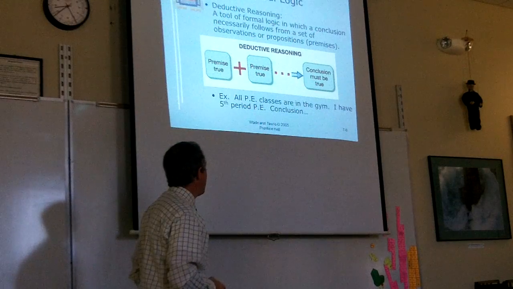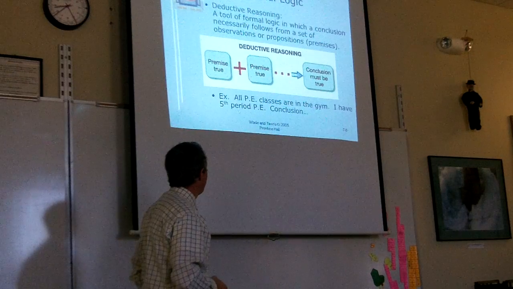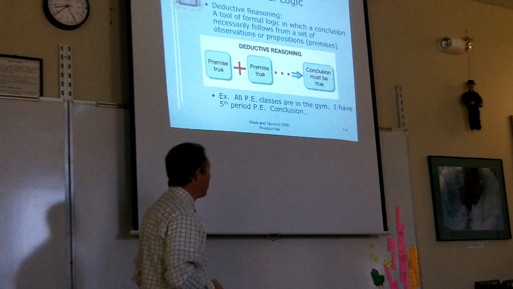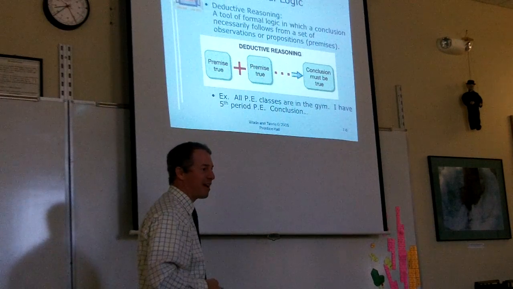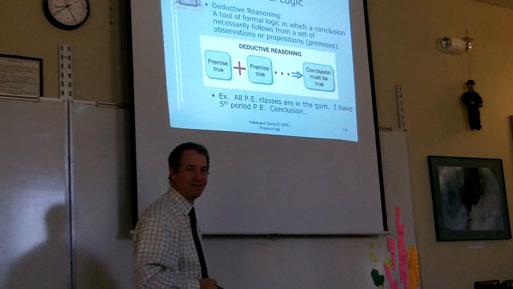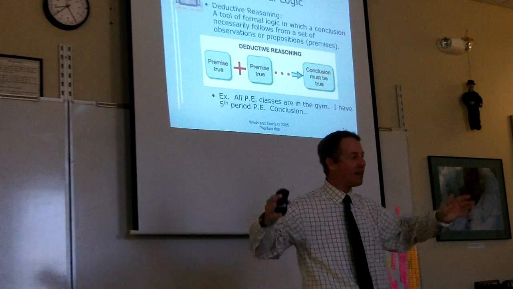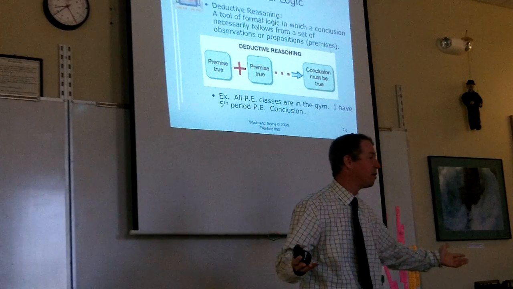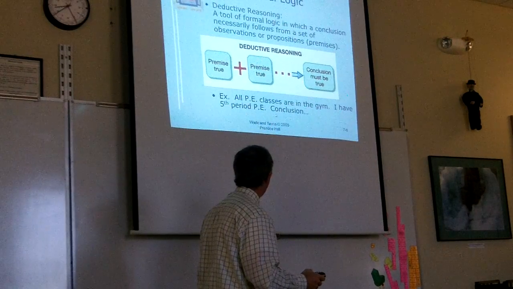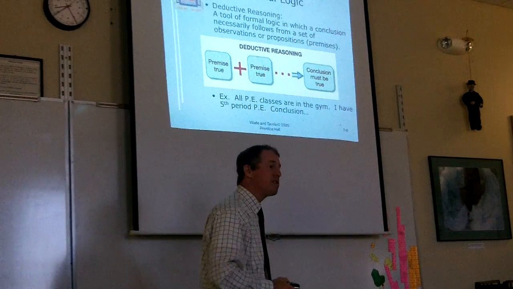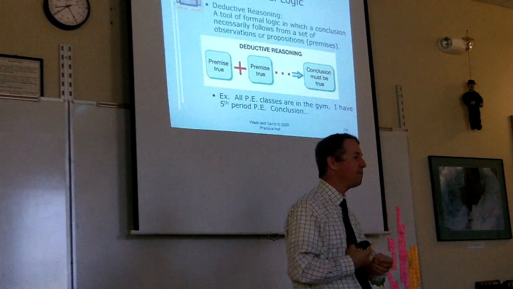Here's an example. All PE classes are in the gym. I have 5th period PE. What's your conclusion that you come to from this? We gotta go to the gym in 5th period. I gotta be in the gym 5th period. There you put 2 things that are true together, and the third thing must be true. If this is true, and this is true, then I gotta be in the gym 5th period. Has to be true. Okay?